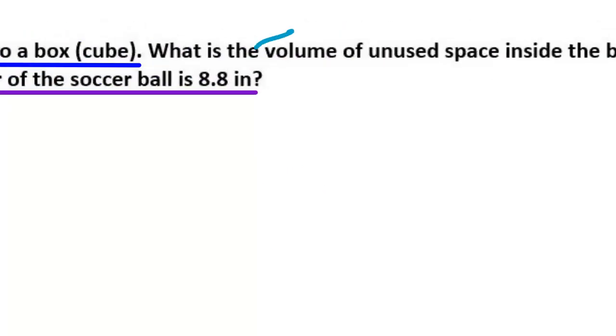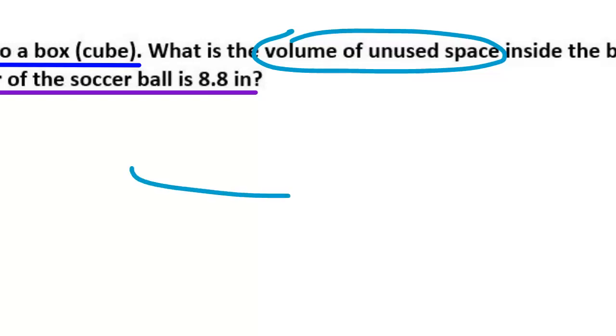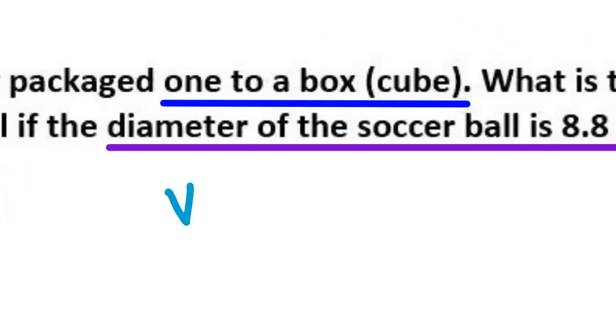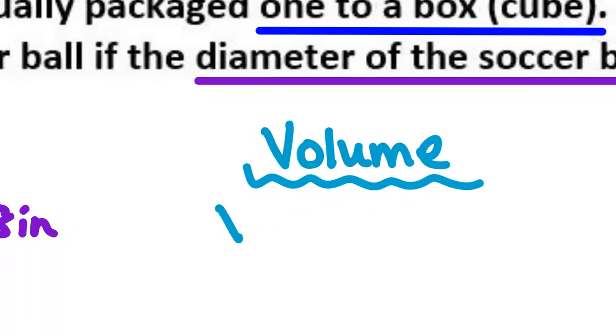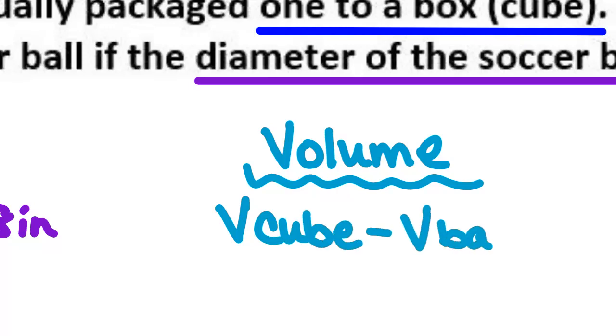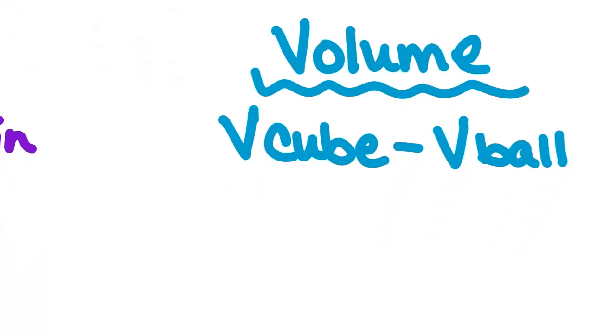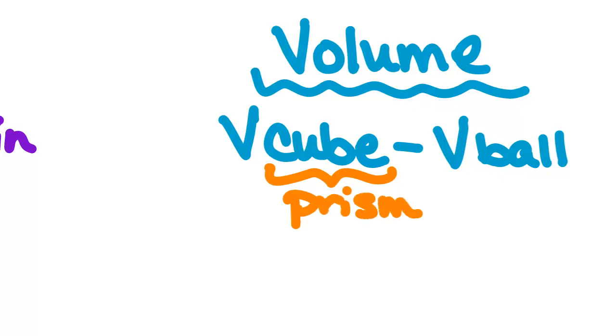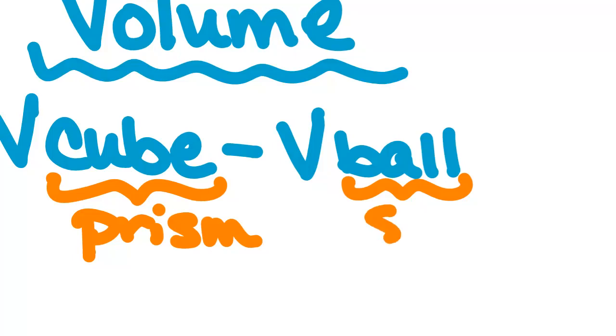We want to know the volume of unused space. So all we have to do is volume on this problem. So I want the volume of the cube minus the volume of the ball. What shape is a cube? Is it a pyramid? Is it a cylinder? Is it a cone? It's a prism. It's a rectangular prism. And a ball is what shape? That's a sphere.